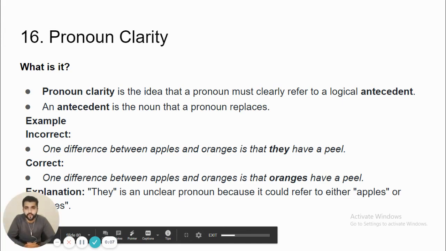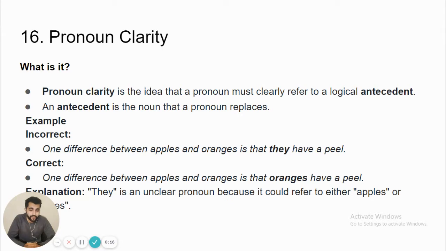Hi, in this video, we will cover pronoun clarity questions. So what is pronoun clarity? Pronoun clarity is the idea that a pronoun must clearly refer to a logical antecedent. What's an antecedent? An antecedent is the noun that a pronoun replaces.